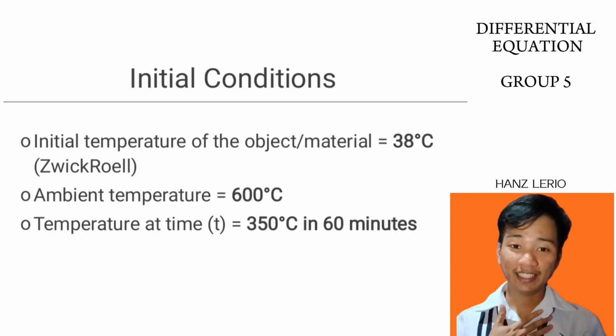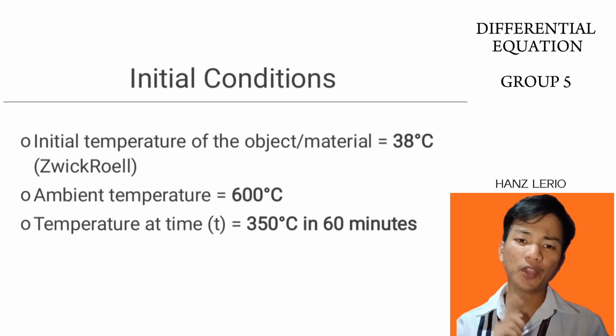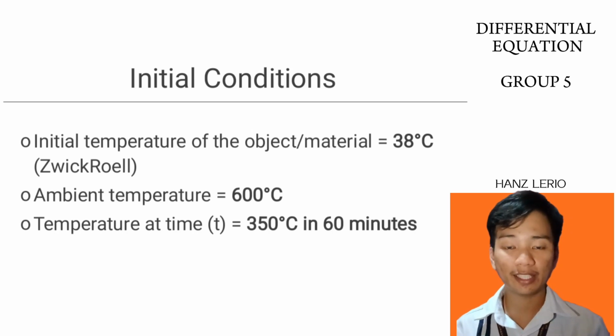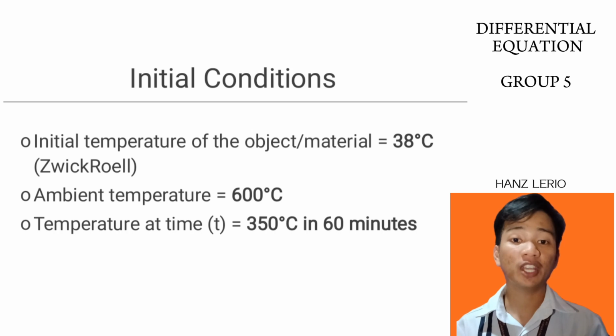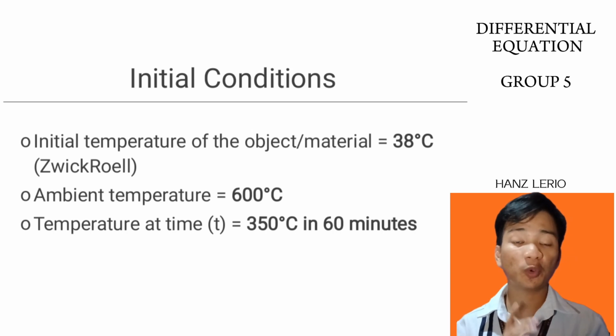Hello, I'm Hans. First thing is to determine an equation that calculates the change of temperature over time, where we assume that the initial temperature of the material is 38 degrees Celsius, the ambient temperature is 600 degrees Celsius, and the temperature at time t is 350 degrees Celsius in 60 minutes. To be more realistic, the data provided came from previous research, where the data used is eligible to calculate the change of temperature over time for the stated problem.